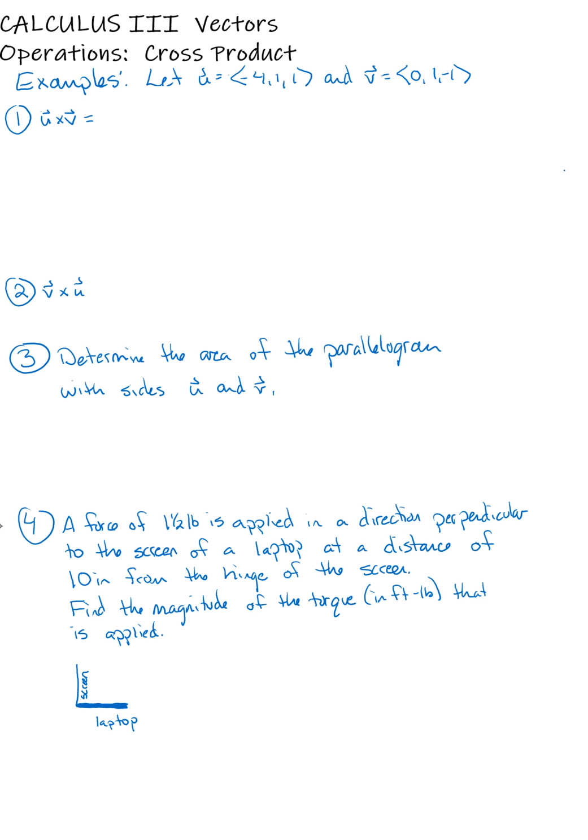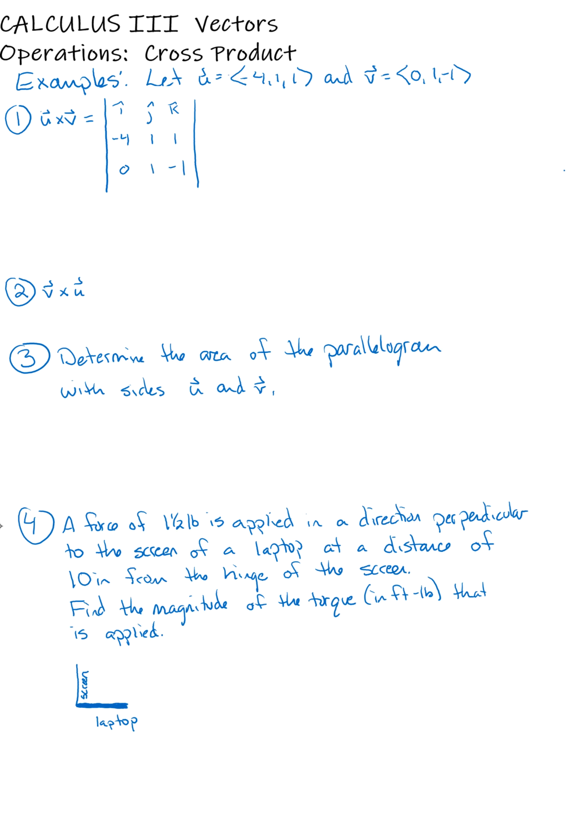So remember, the cross product of two vectors is the determinant of a matrix. Now, to make this determinant, we're going to start with the first row being i, j, and k. Those are the coordinate unit vectors. The next row is the first vector, in this case u, or the components of it. And the third row is the components of the last vector.